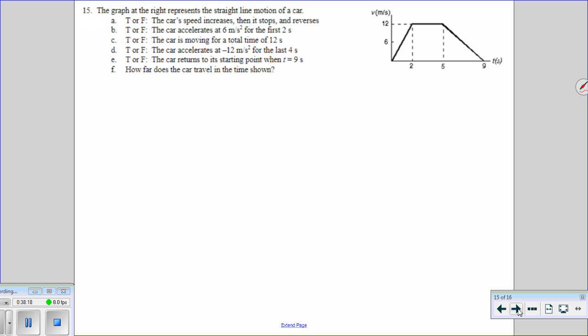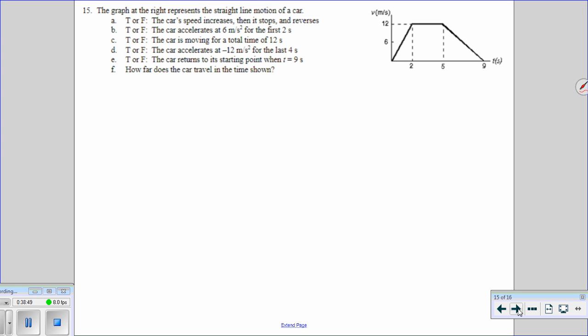All right. So, note cards. Here we go. Are you following along? Yeah. We're almost done. 15. Let's see, Patrick. Here's the graph. True or false? Speed increases, stops, and then reverses. No. How come? Good. Never has a negative velocity, so it never reverses. So A is false.